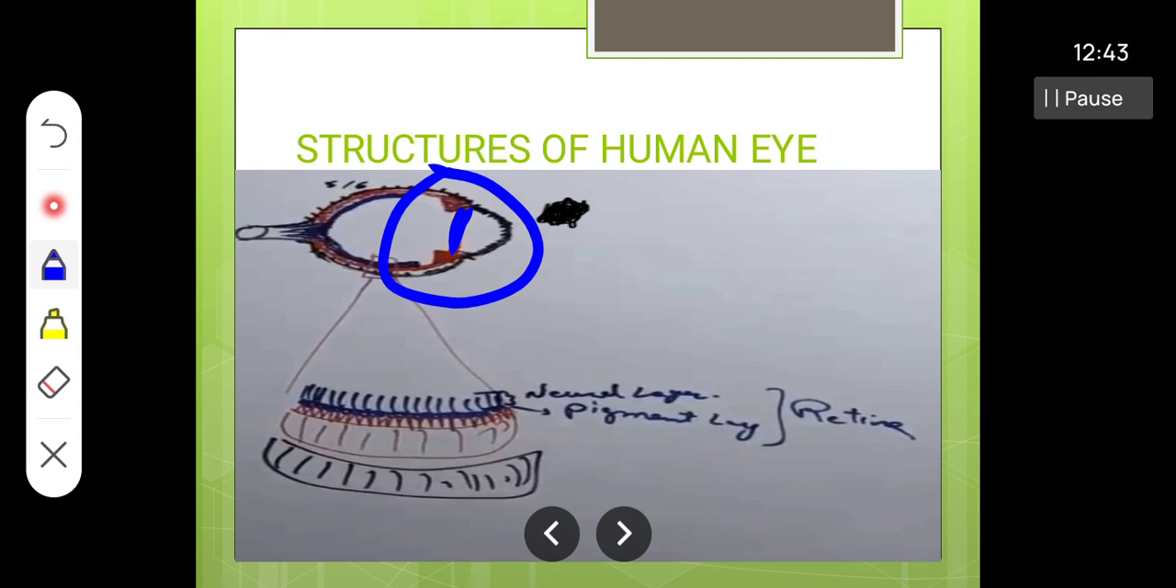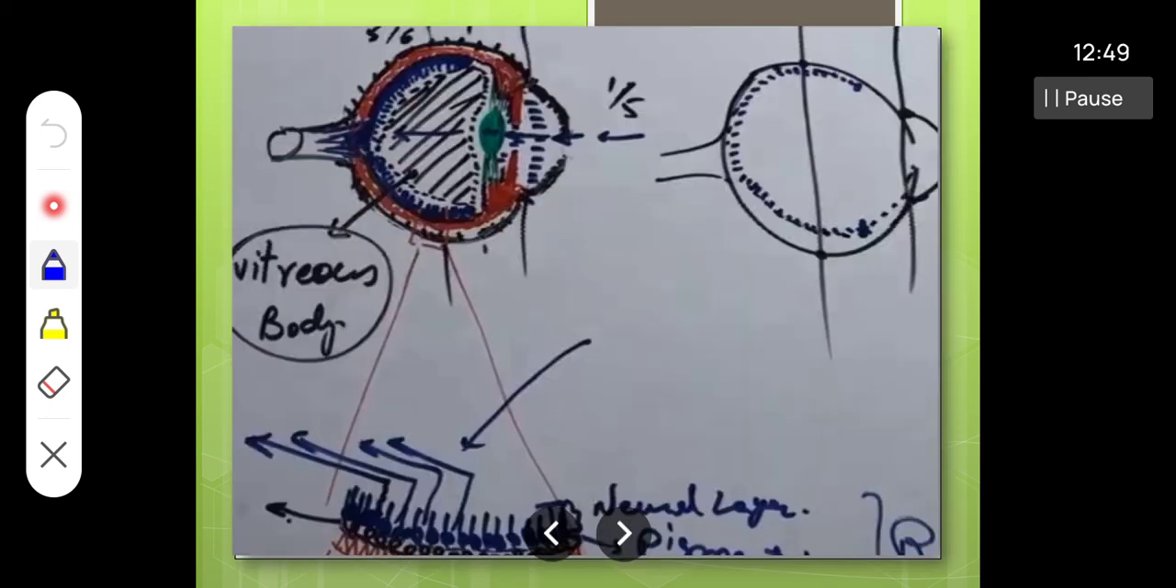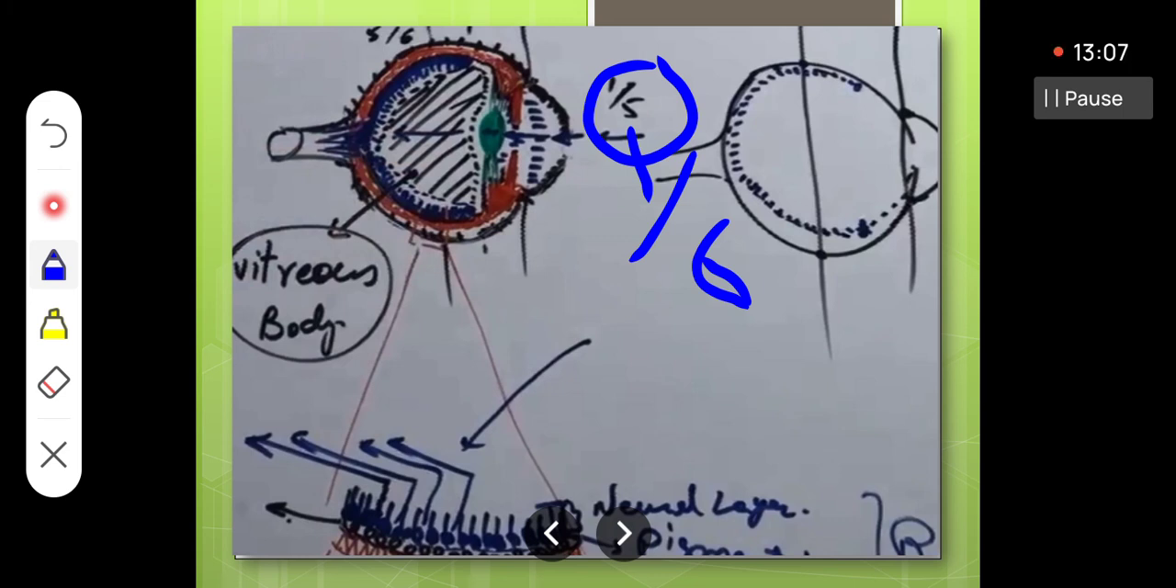So this is the structure of our eyeball. And if we go into more detail, here is what else is located inside the eyeball. Don't be confused about this 1/5. It is simply a 1/6 part. This is the 1/6 part, and the posterior most is the 1/5 part. So don't be confused, it's wrong there.